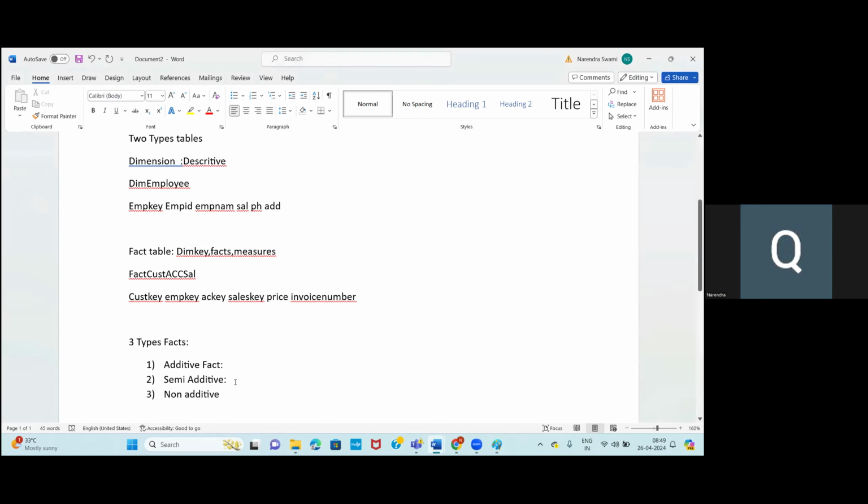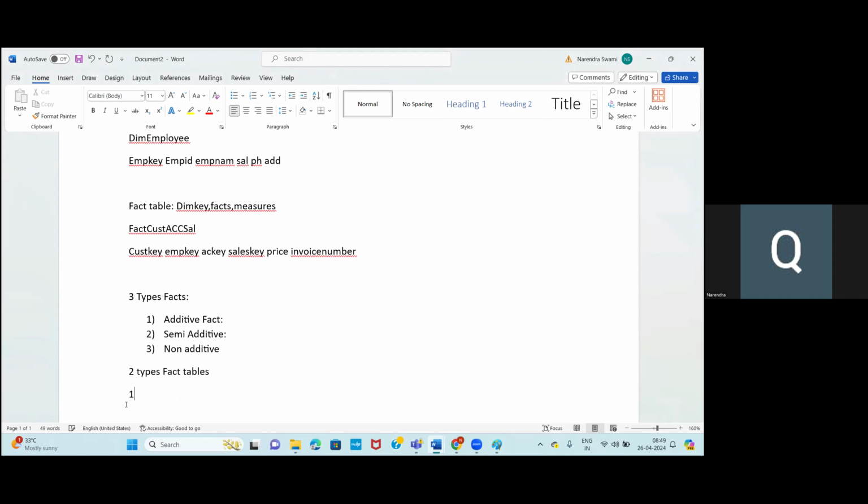And based on this additive, semi-additive, non-additive, we have two types of fact tables. These are facts, okay? Remember, these are facts, not tables. Two types of fact tables. One is cumulative, and second is snapshot.